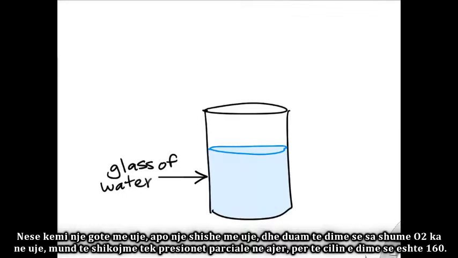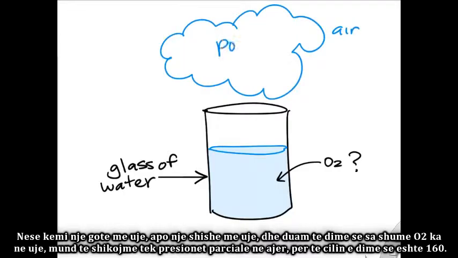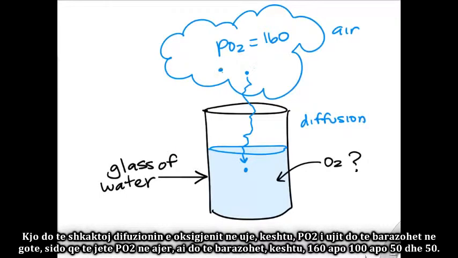If we have a glass of water, or a bottled water, and we want to know how much O2 is in that water, we can look at the partial pressure in the air, which we know is 160, and so that will cause oxygen to diffuse into that water, and so the PO2 of that water, or that bottled water, or glass of water, will equalize. Whatever the PO2 in the air is, they will equalize.